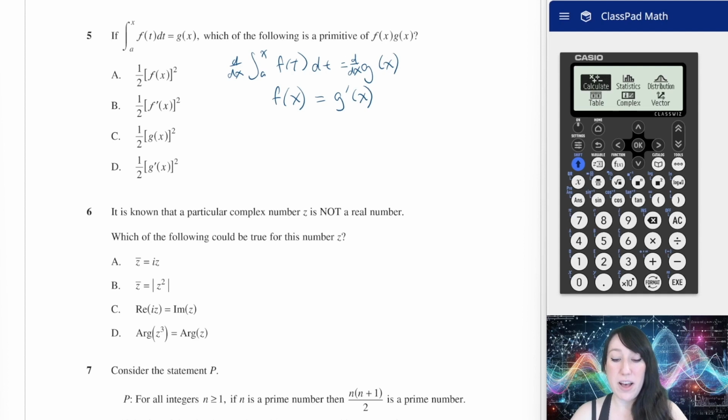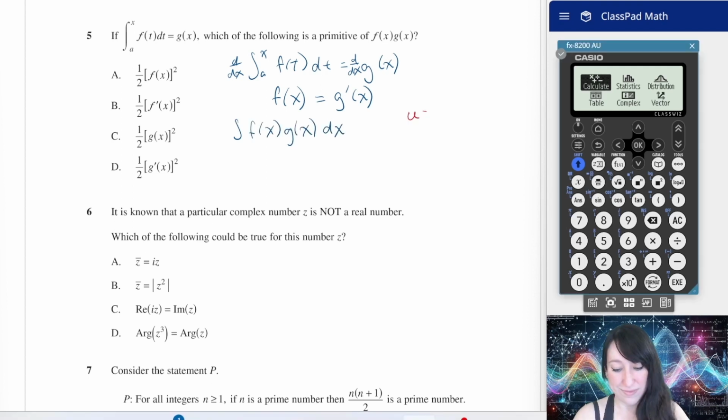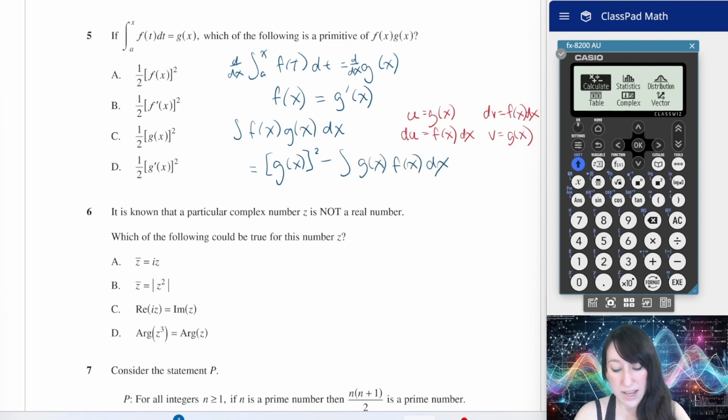Now, if we want to find the primitive of f of x times g of x, we would be looking at integration by parts. We'll make u g of x, since we now know the derivative of g of x is f of x. And so the primitive would be u times v, so g of x times itself, g of x squared, minus the integral of v du, which is g of x times f of x dx.